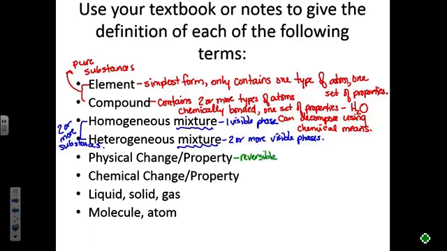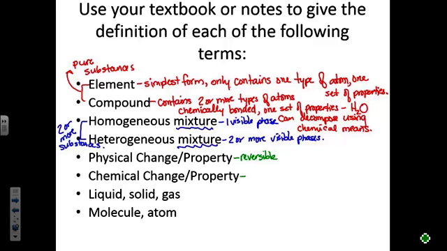So to know that something's a physical change or a physical property, you can observe the property, or you can cause the substance to undergo the change and you still have the same substance. So for instance, when you melt an ice cube, you started with an ice cube, which is solid water, and you end with liquid water. It's still water. You just change the physical state of it.